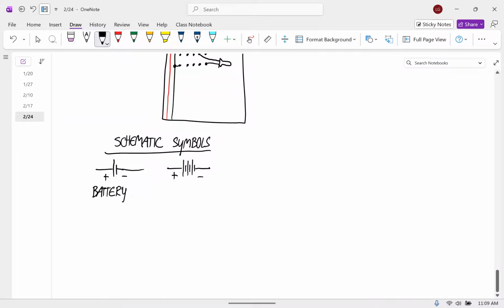The second one is a resistor. And that is like 3 jagged peaks like this. And there's no preferred direction for a resistor.